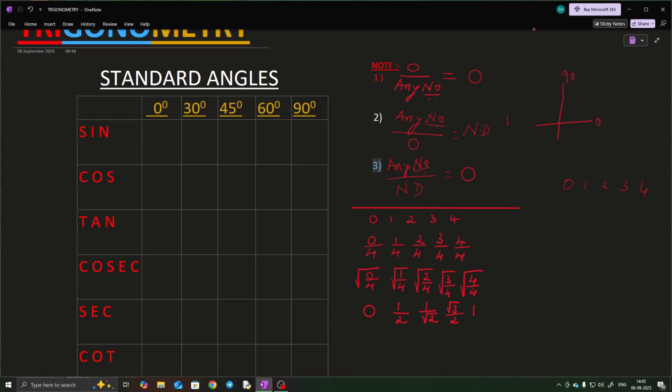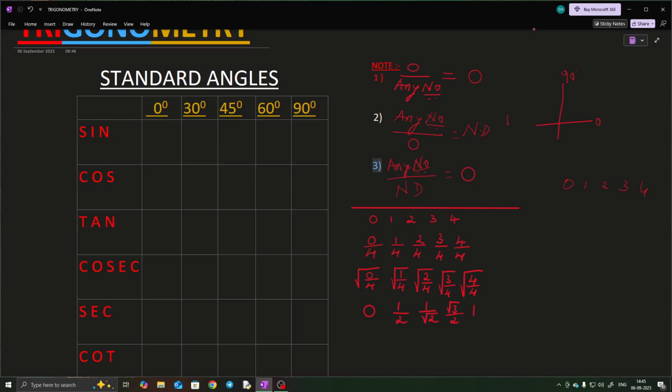Now the third important note is that if something is not defined, then 1 divided by not defined, the reciprocal, means any number divided by not defined is equal to 0. So there are 3 important notes when you write this particular chart. As I said, 0 divided by any number is 0, any number by 0 is not defined, and any number by not defined is 0.